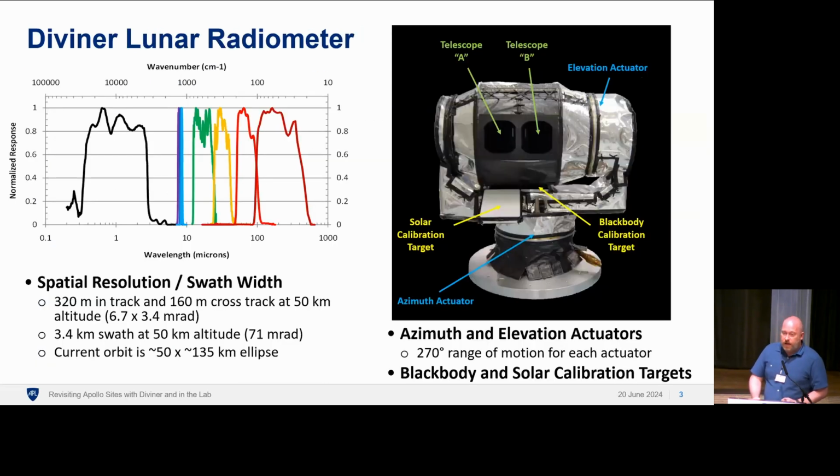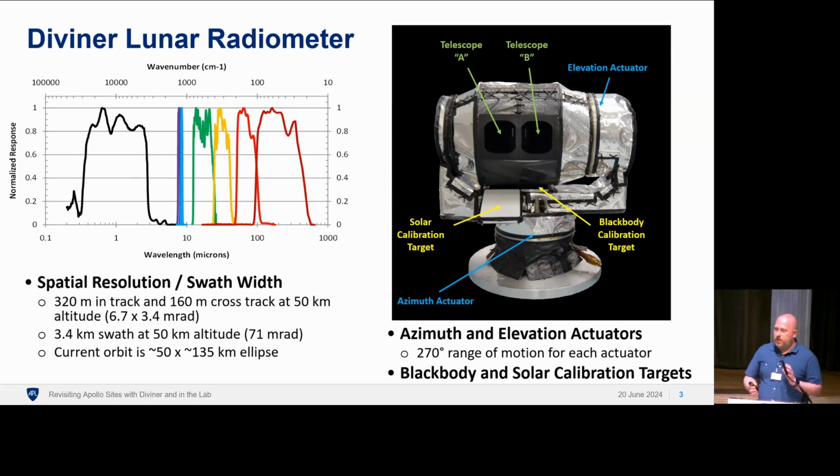So Diviner is a 9-channel radiometer. 2 of the channels measure reflected solar light, and 7 of the channels measure emitted thermal radiation. 3 of them near 8 microns for composition, and then 4 in the mid-infrared, all the way out to about 400 microns to measure the temperature across the full range of lunar surface temperatures. The pixel size is about the size of a soccer stadium or football stadium on the lunar surface, a couple hundred meters, and our swath widths are about 3.5 kilometers, at least from the nominal orbit.